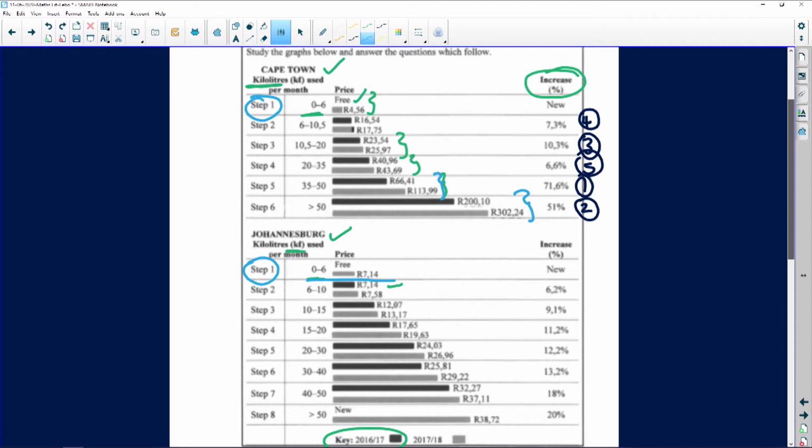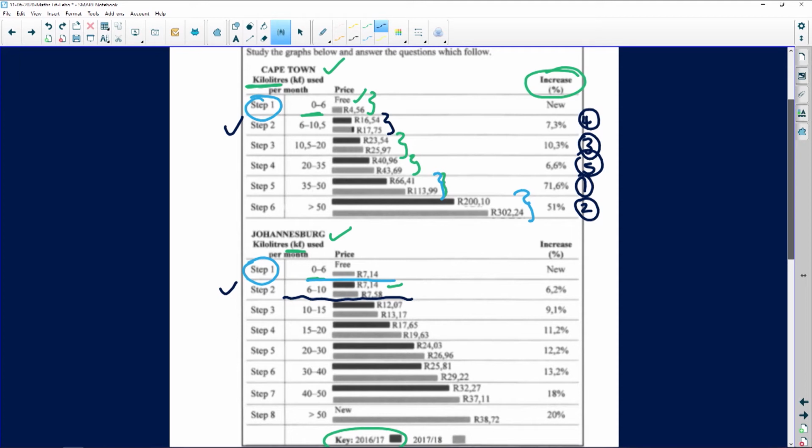Let's go to step 2 in Cape Town. Step 2 in Cape Town, I'll put a little tick, and step 2 in Johannesburg. Step 2 in Cape Town is then 16 Rand and 56. Look at that over there. And then we've got 17 Rand and 75. But if we go to Joburg, look at Johannesburg over there. It's 7 Rand and 14 and 7 Rand and 58.